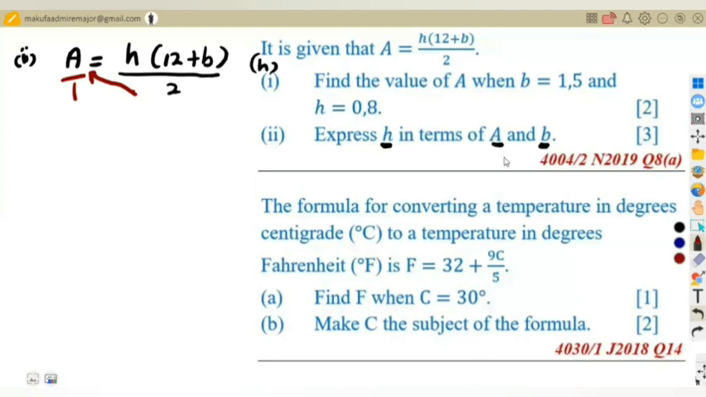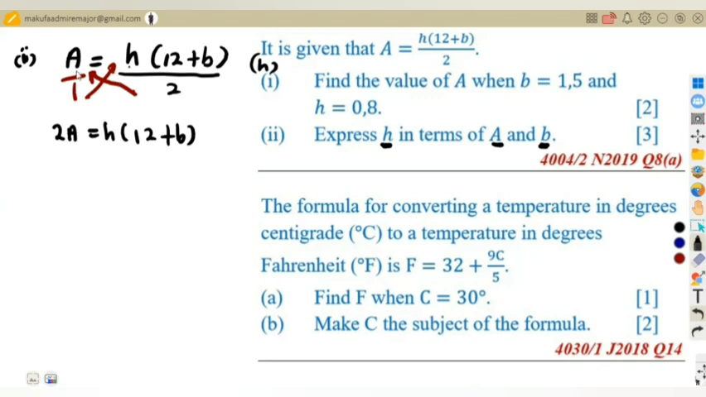For this thing, we are going to obtain 2A. So you just multiply, you're going to obtain 2A. Then we also cross multiply on this other part. So 1 is going to multiply H. Then whatever you obtain, we multiply the other bracket. So this is going to be H into 12 plus B like this. So that is how you can clear your brackets.